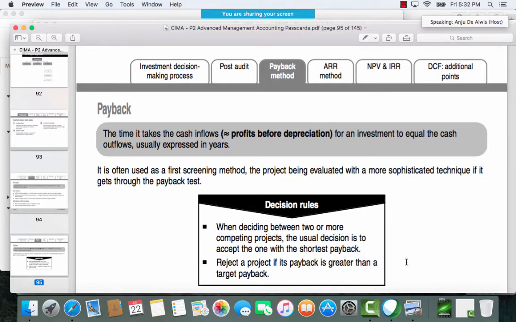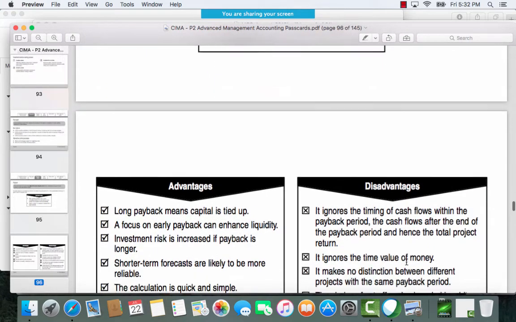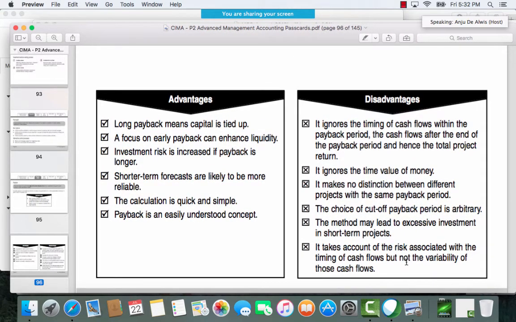What do you think? Here you go. We've got the advantages and disadvantages.